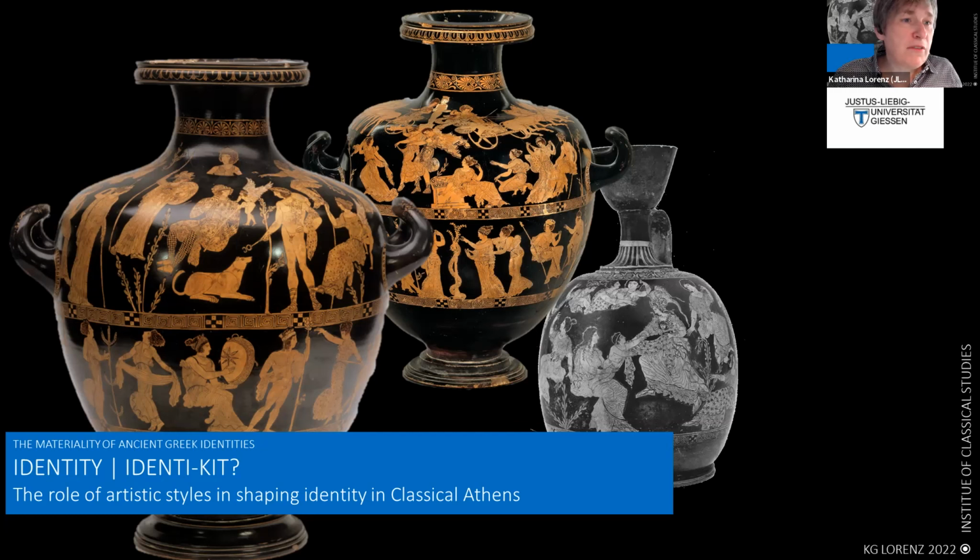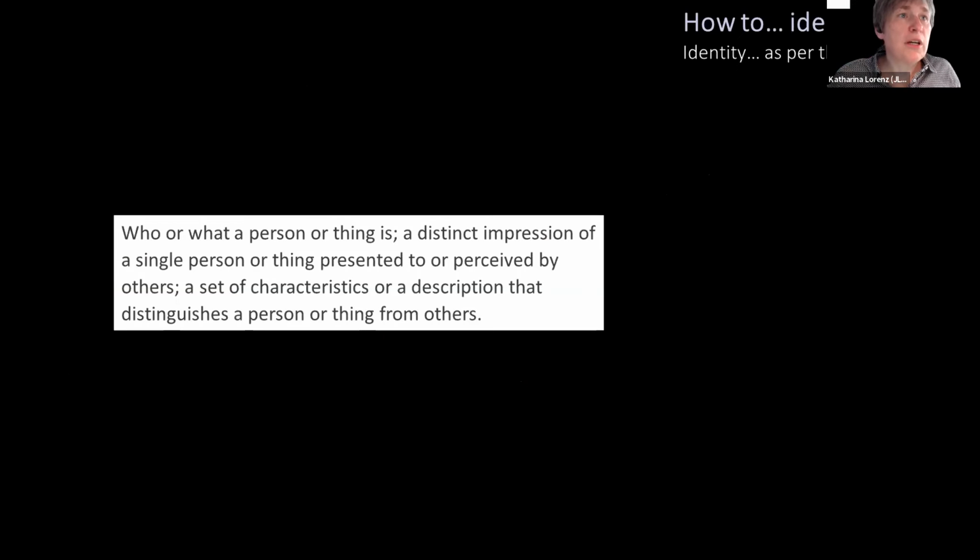I started today with a very simple thing, as people do: a definition of what identity is. Here I take it from the Oxford English Dictionary, just a snippet from a much longer definition. It says: who or what a person or thing is, a distinct impression of a single person or thing presented to or perceived by others, a set of characteristics or a description that distinguishes a person or thing from others. These are a couple of parameters within which we might think about the concept of identity.